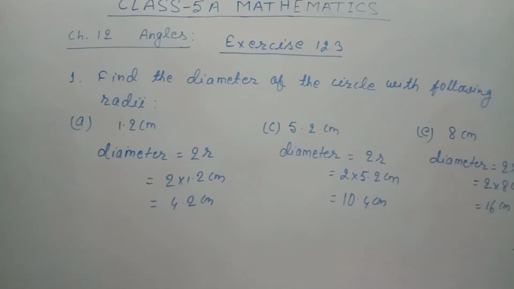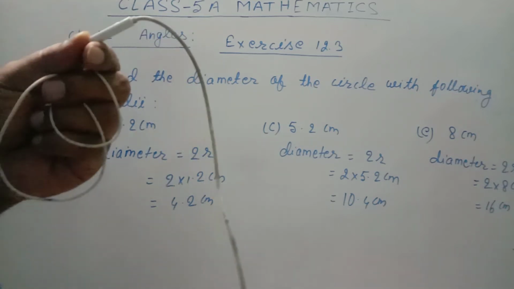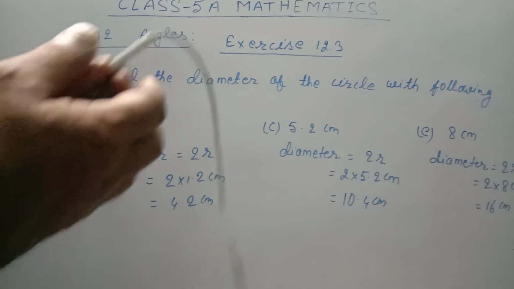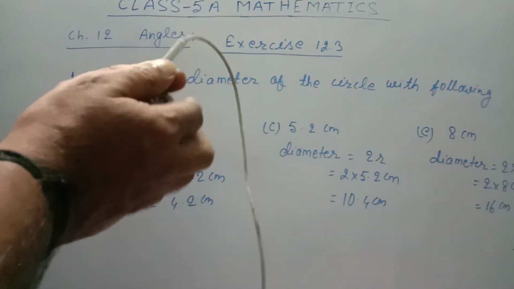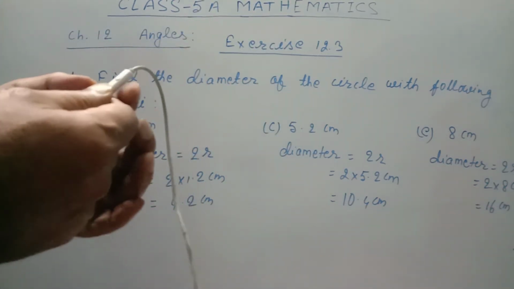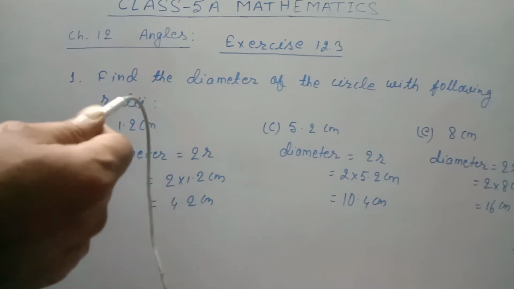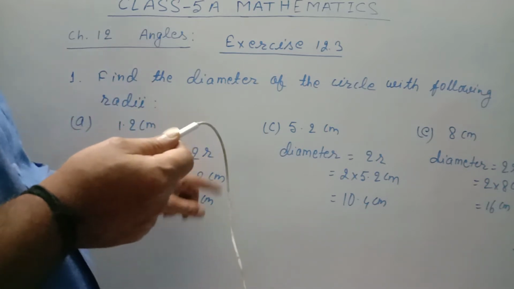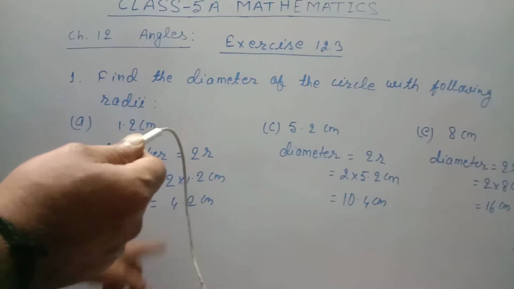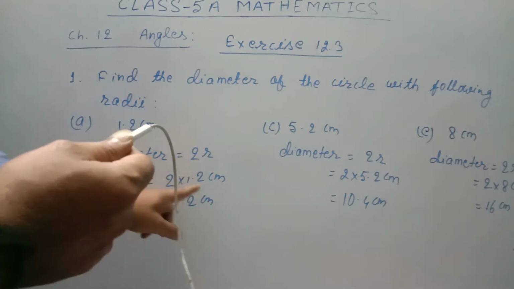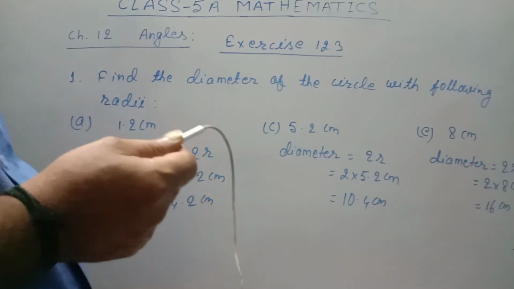Let us start exercise 12.3. Find the diameter of the circle with the following radii. Radii are given. Radii is the plural form of radius. In question number 1a, radius is 1.2 centimeter, so diameter will be twice the radius, meaning 2 into radius, that is equal to 2 into 1.2 centimeter, which becomes 2.4 centimeter.